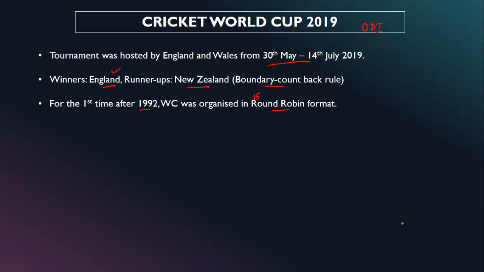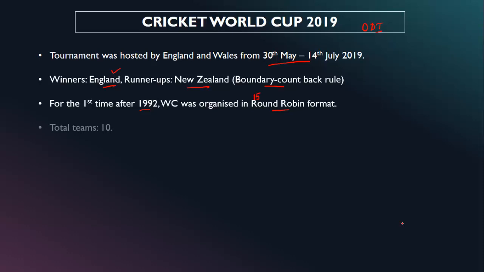Up till now, from 1992 to the previous World Cup, there were knockout kind of settings in which there were different groups, and only in that group teams used to play against each other, and whosoever gets eliminated won't be going to the further rounds.